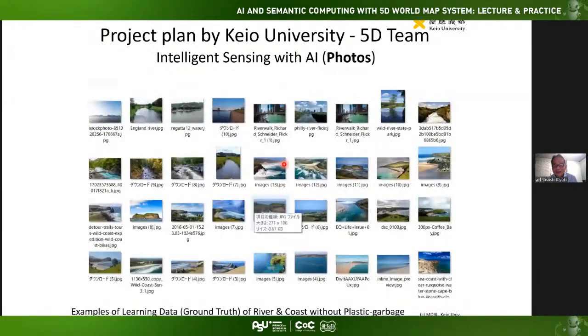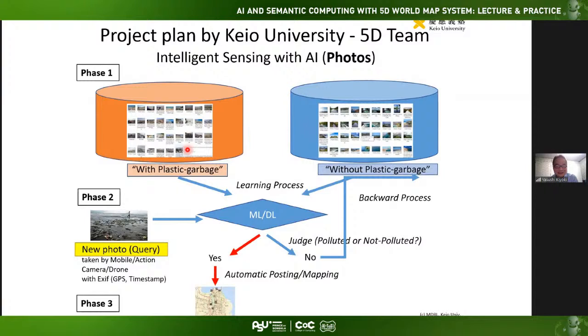So two sets are collected. This is the plastic garbage images, and this is the non-plastic. And by applying the machine learning, deep learning process, and this is a very common technology, a new input comes after learning. So we can distinguish whether this is plastic or not. This is an essential function of machine learning. And if this image includes plastic, we recognize it as a plastic image and automatically map it to the 5D. So this is an automatic way: sensing, processing and actuation.